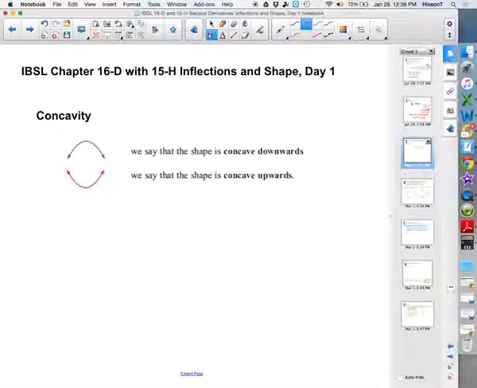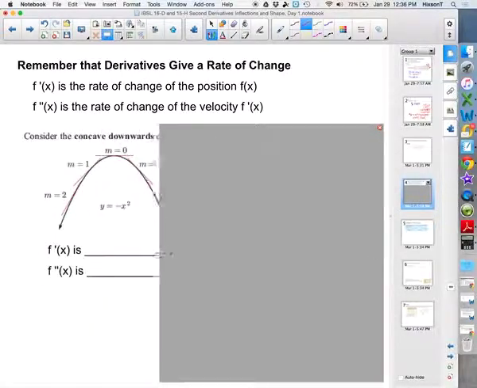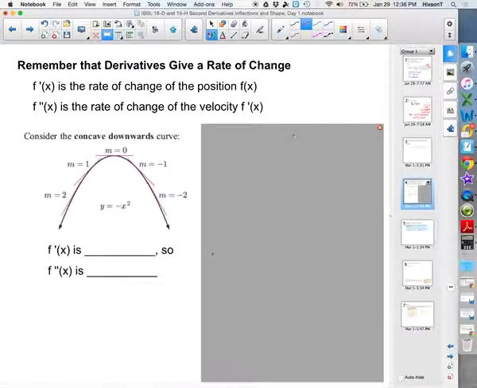Now, we'll get into more of that and apply it a lot more in the future, but I want to address this a little bit more specifically. As we said already, f prime of x is the rate of change of our position, f of x. F double prime of x is the rate of change of the velocity. Hence, we had that concept of acceleration.